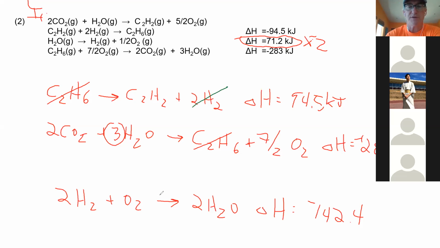So I got 2 moles of hydrogen as a product in reaction. So let's put them as A, B, and C. I've got 2 moles of hydrogen as a product in reaction A. I've got 2 moles of hydrogen as a reactant in reaction C. So I can eliminate those. What else can I start to eliminate?